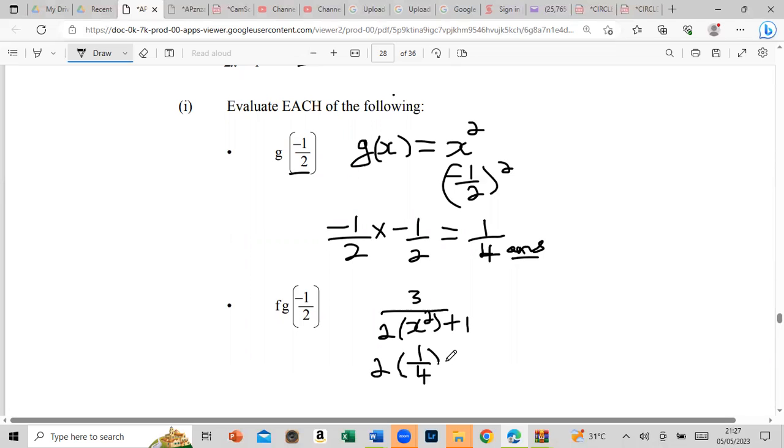Alright. So now we're going to multiply 2 times a quarter and add 1. And that will give us our answer. 2 ones are 2. So we have 2 over 4. So that works out to a half. So it should be a half plus 1, which works out to 1 and a half. So fg of negative half works out to 1 and a half. Let's go, guys.